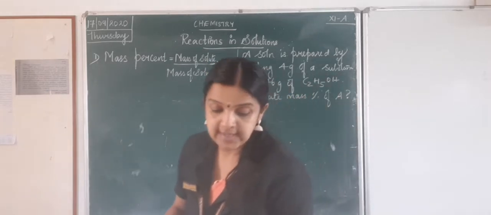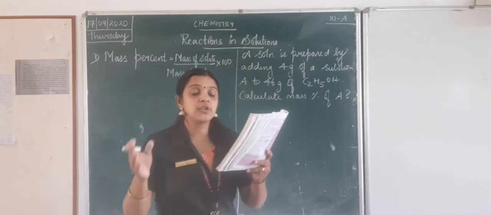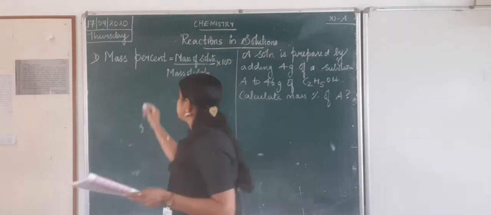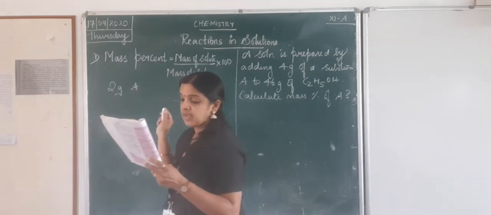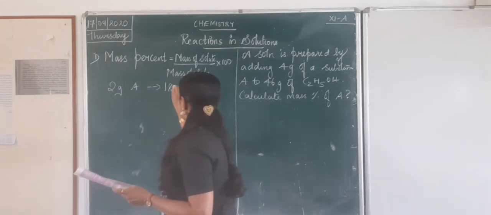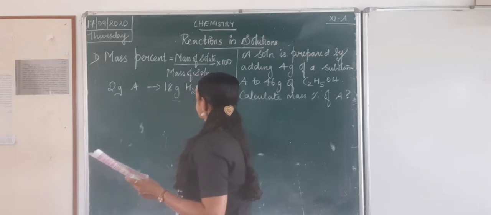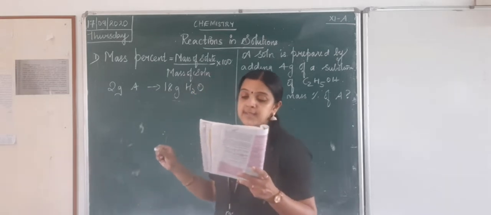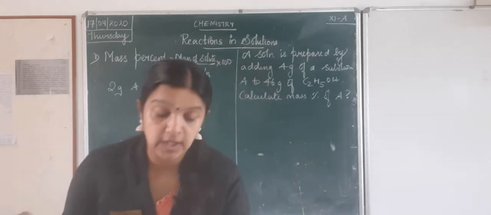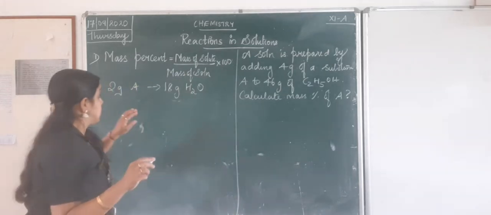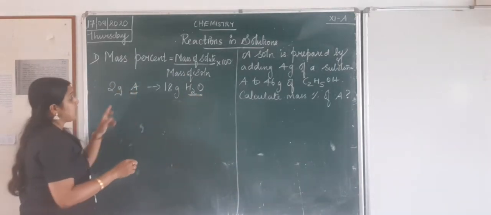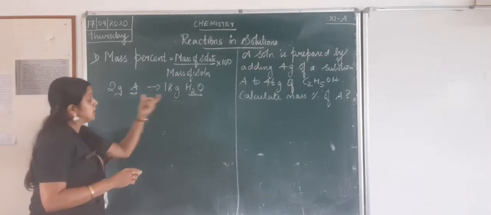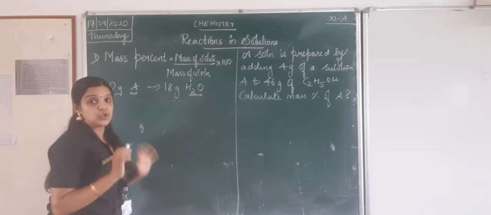Let me do an example for you. A solution is prepared by adding 2 grams of substance A in 18 grams of water. Calculate the mass percentage of the solute. How do we do this now? So this is my solute, this is my solvent. When I add this solute to my solvent, I get my solution.